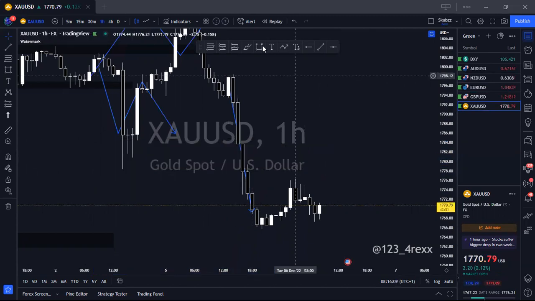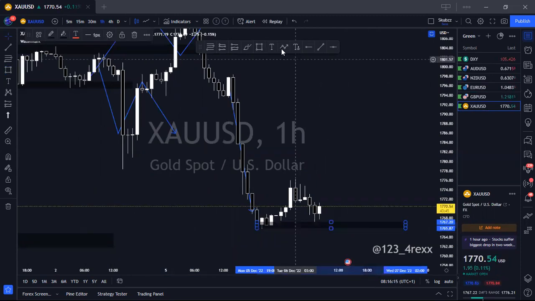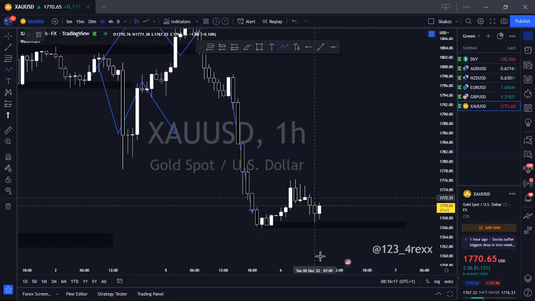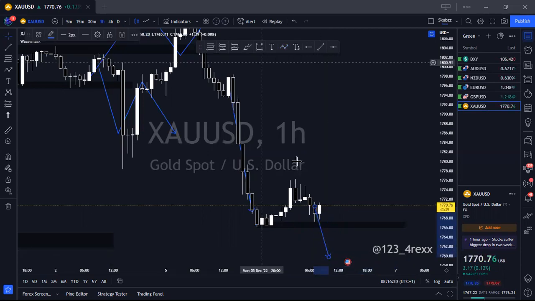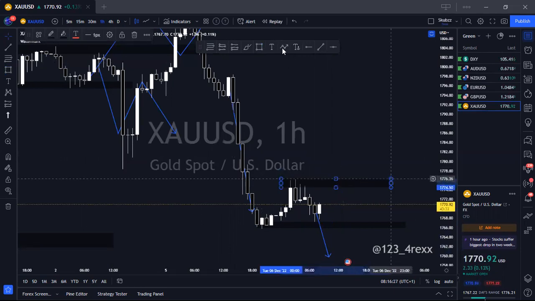The first place is, can price break structure here? If a candlestick closes below here, I'm going to be entering the sell, and then I'll target it to RR. But what if we don't break below? We can watch out to see whether price will come back to break this high.